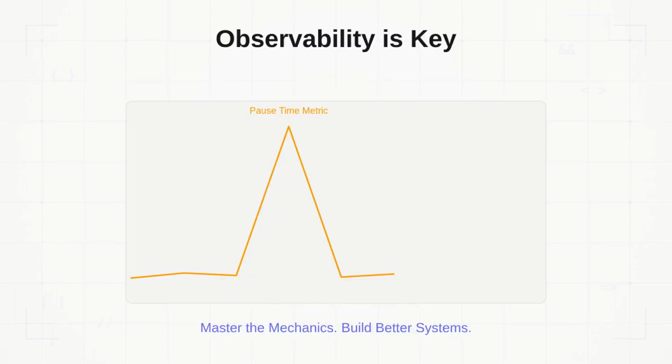To master GC, you must measure it. Standard CPU and memory metrics often hide the truth because they average out the spikes. You need specific GC telemetry: pause times, collection frequency, and promotion rates. Tools like the JDK Flight Recorder or Go's pprof allow you to see exactly when and why the collector is running. By bringing these silent events into the light, you can transform a jittery, unpredictable system into a stable, high-performance machine.